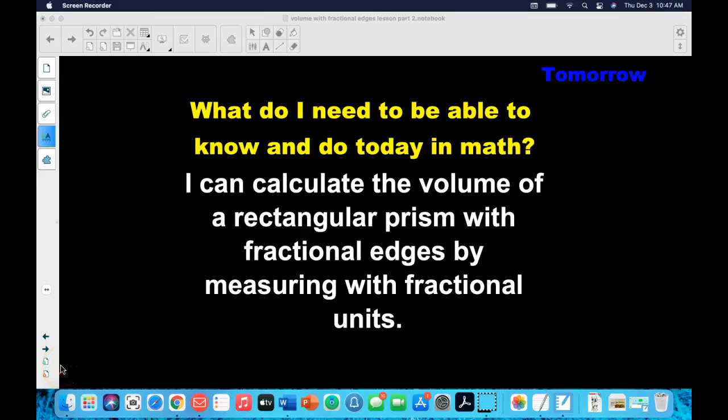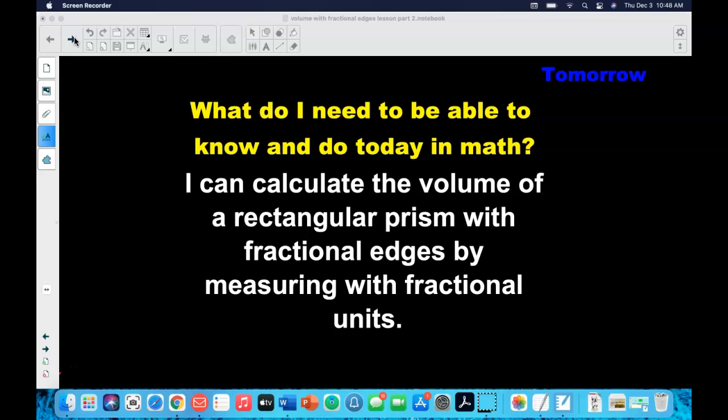Good morning, guys. So here's our objective that we're learning today. We are learning how to calculate the volume of a rectangular prism with fractional edges by measuring it with fractional units. So let's get started thinking about what that means.